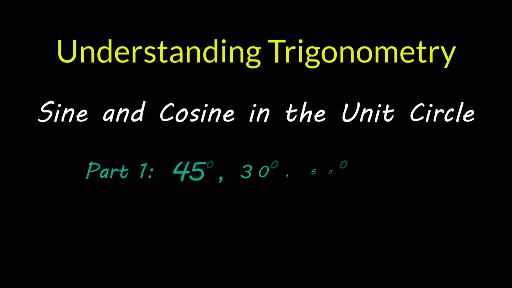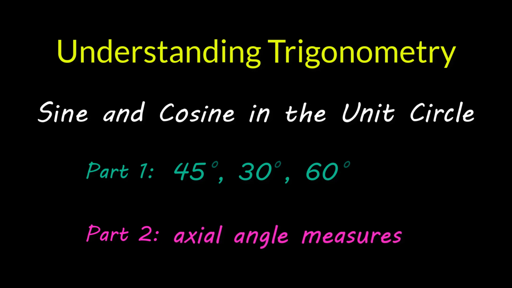In part 1, we spoke about sine and cosine of 45 degrees, 30 degrees, and 60 degree related angles. Today we'll start with the axial points, and we'll talk about finding theta in the unit circle. Let's join this discussion, already in progress.